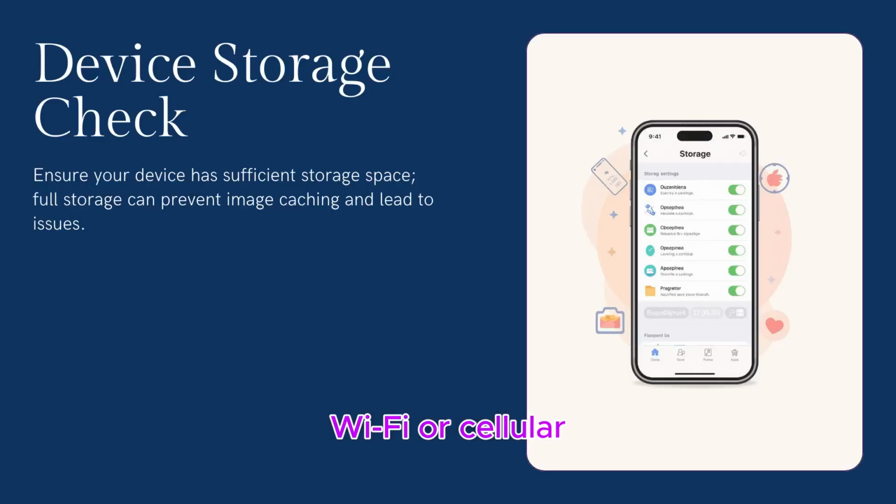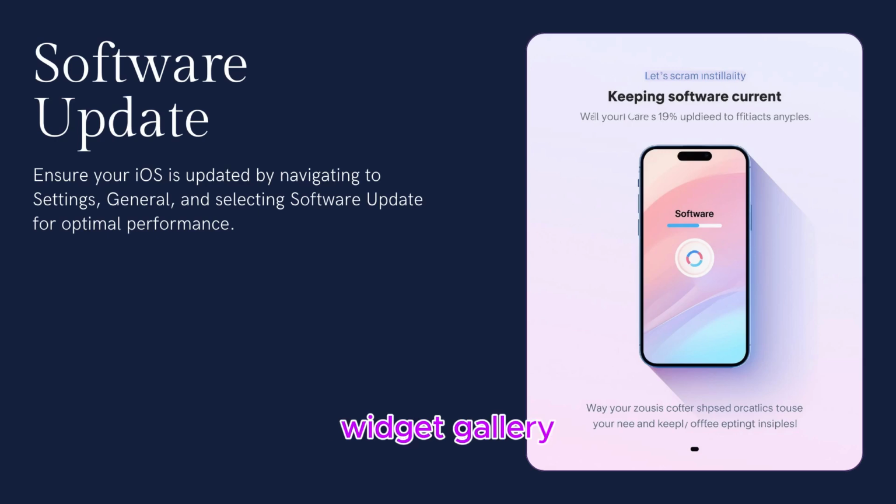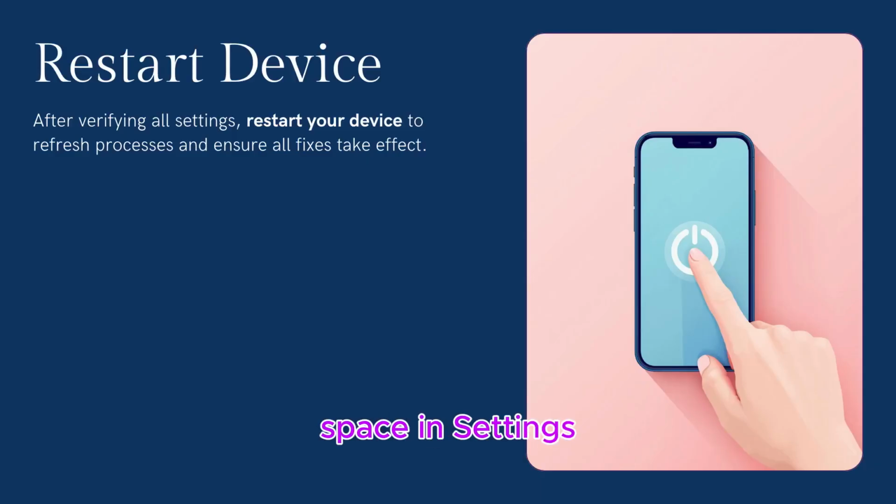Check your Wi-Fi or cellular data. The widget could be glitched. Remove it by long pressing and selecting Remove Widget, then re-add it from the widget gallery. Your device's storage might be critically full, preventing image caching. Free up space in settings under General and iPhone Storage.